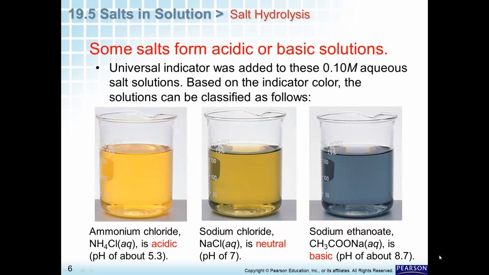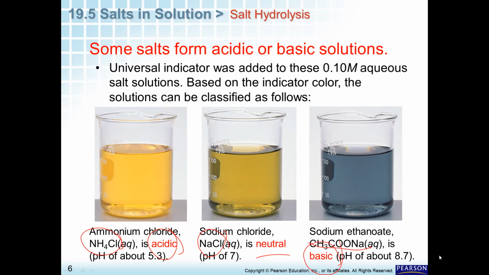But this one is acidic and it is made from ammonium chloride. So a solution of ammonium chloride is acidic. And when we have sodium chloride, it is neutral. And when we have sodium ethanoate, that is basic. Now the question is why this is acidic and that one is basic, and why this one is neutral. That's what we are going to see.